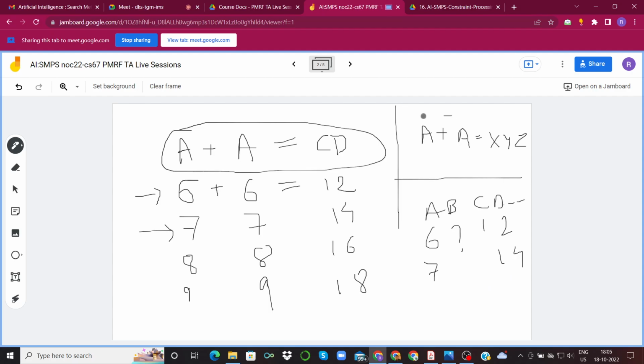Whereas in this particular equation or problem, no matter what we assign to A, we are never going to get 3 digits on the right hand side, right? So this particular problem has no solution. So we saw one example where there were multiple solutions. We saw one example where there were no solutions.